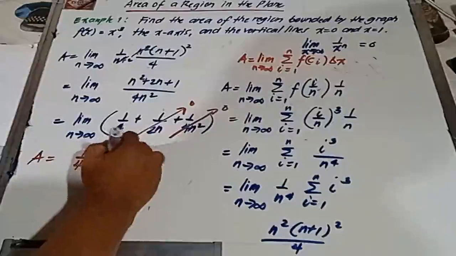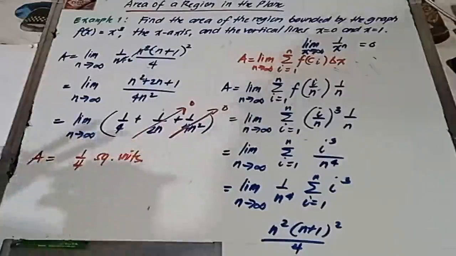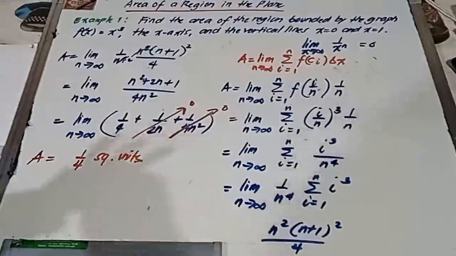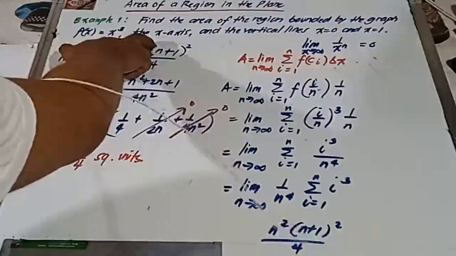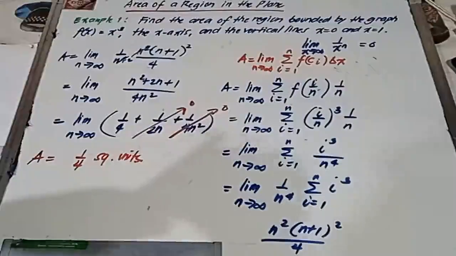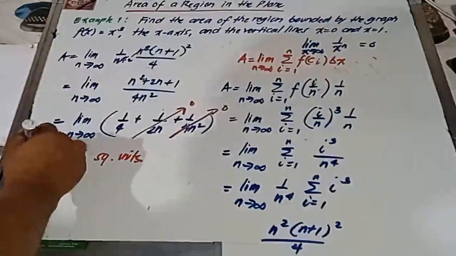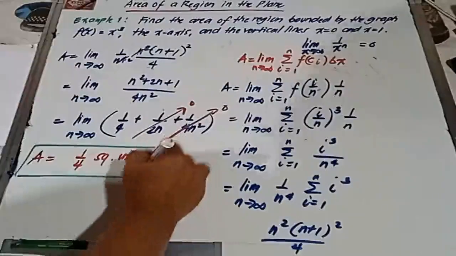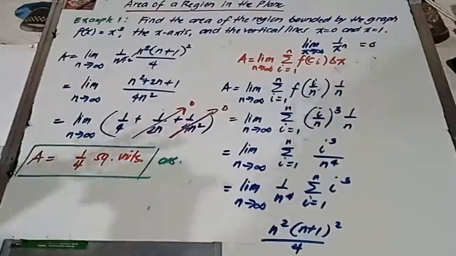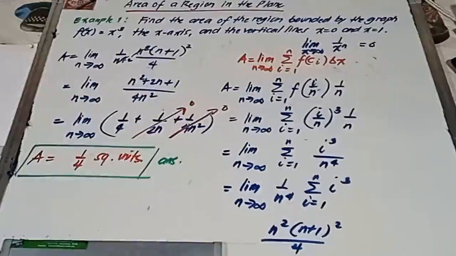Okay? Square units. Okay. So, area ng region bounded by the function f of x, the x-axis, and the vertical lines x equals 0, x equals 1 is 1/4 square units. So, that is our example number 1. Thank you.